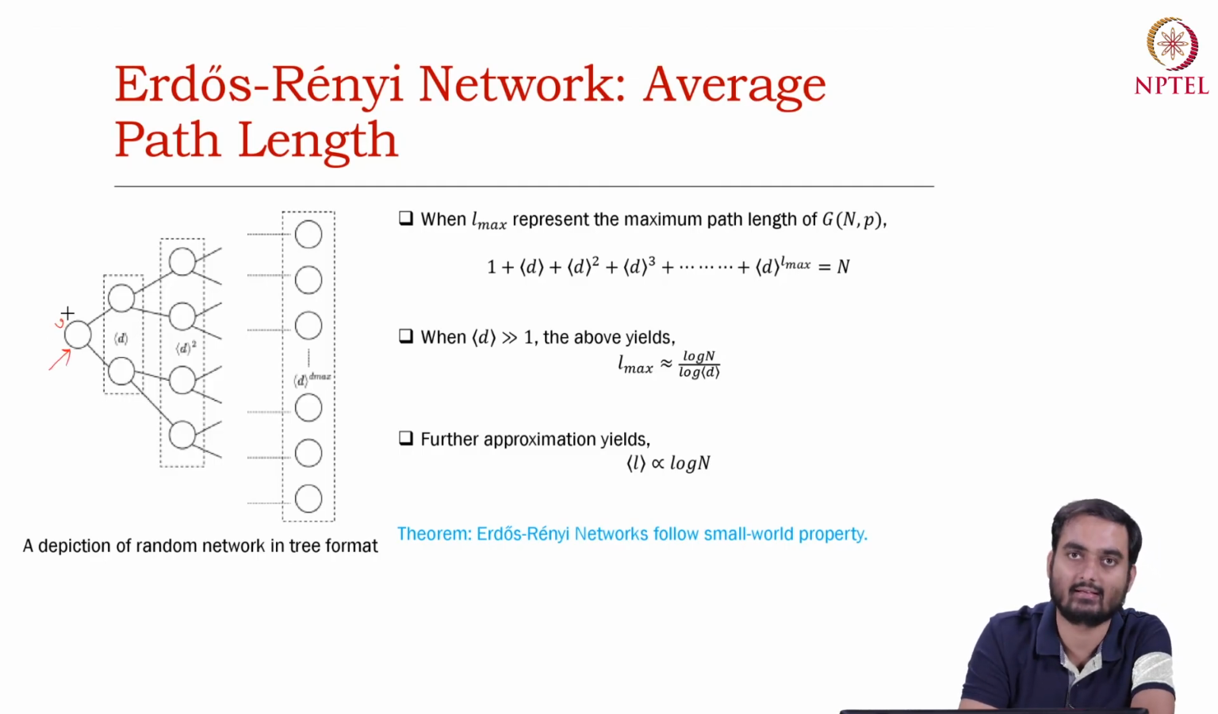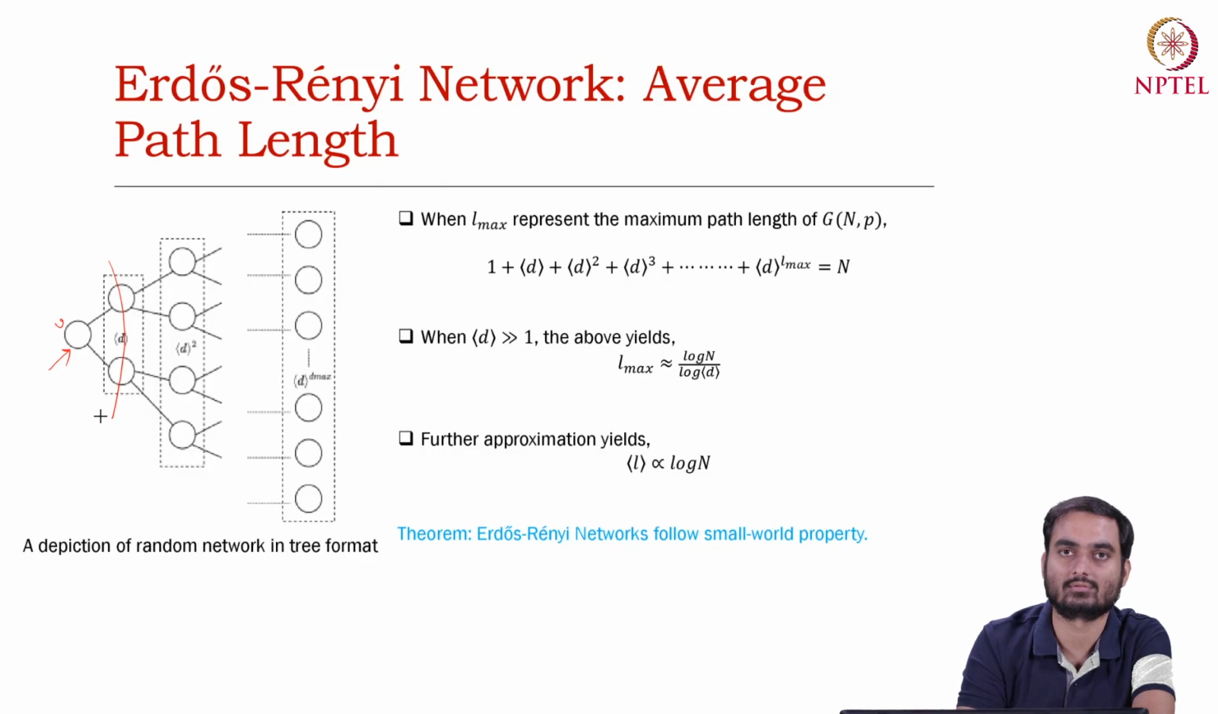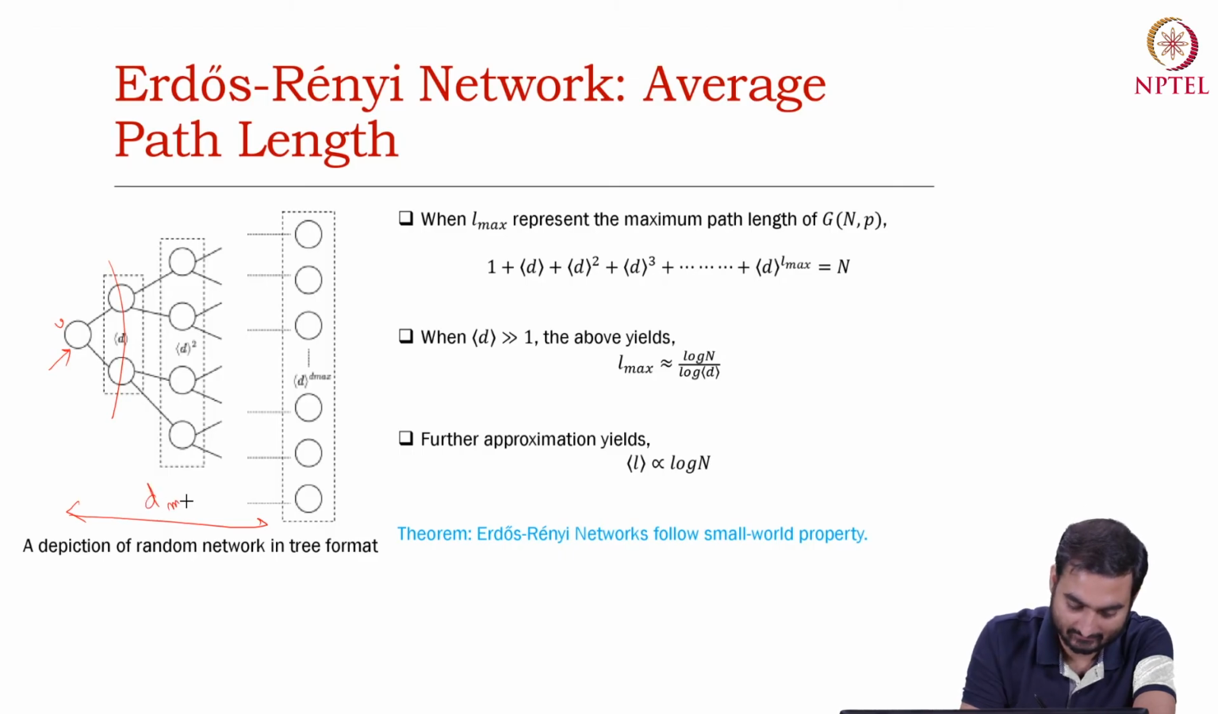And what's the degree? Average degree is ⟨d⟩. It means that in the first hop you will have ⟨d⟩ number of nodes, right. And let us assume that the maximum path length, meaning the diameter, is L max.